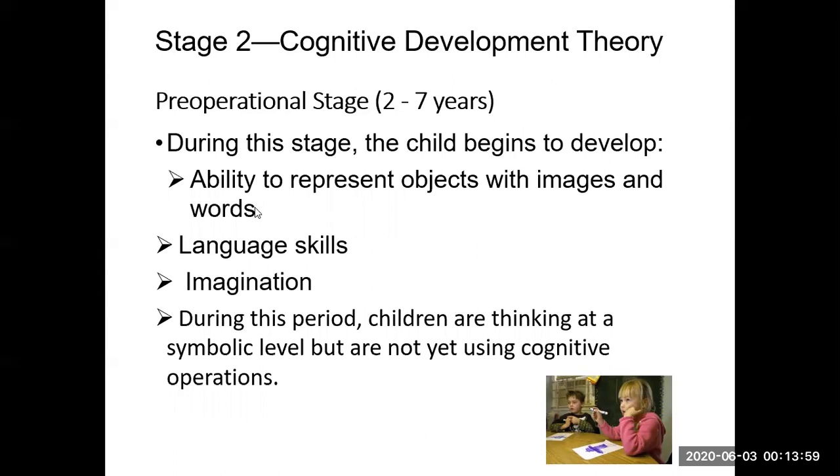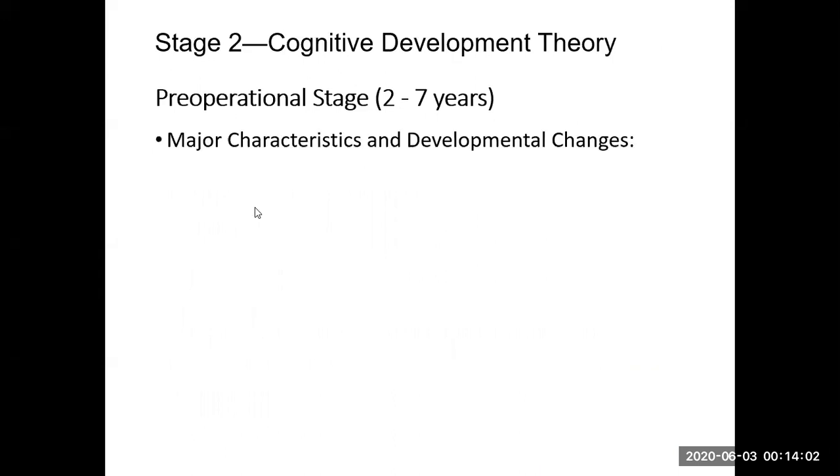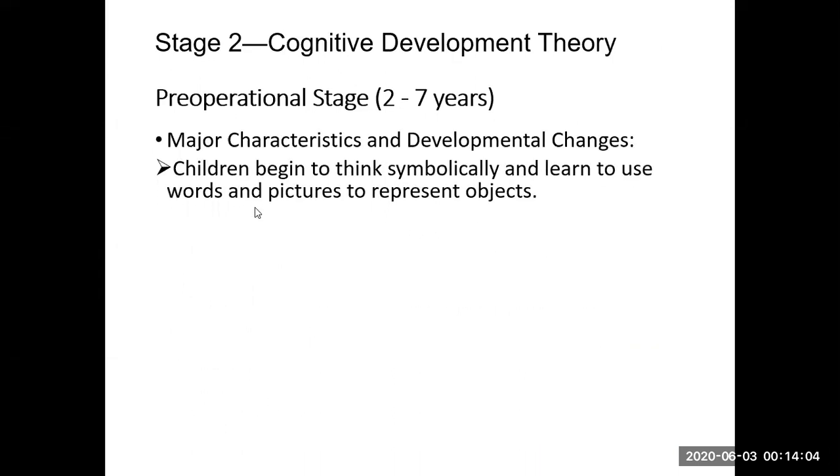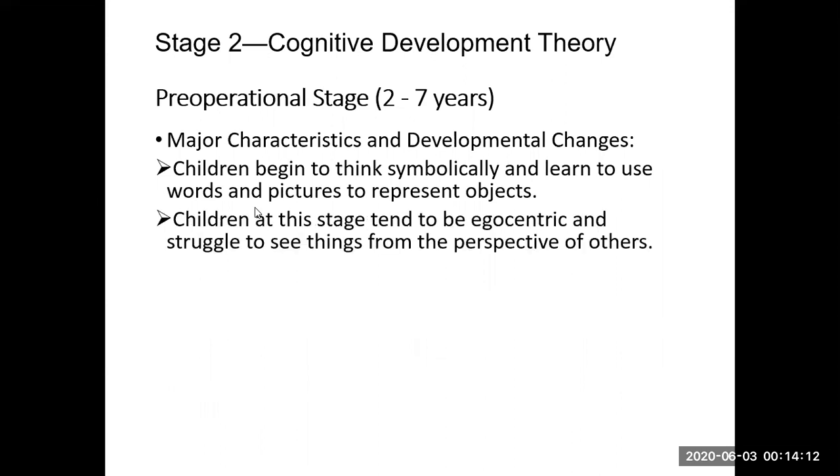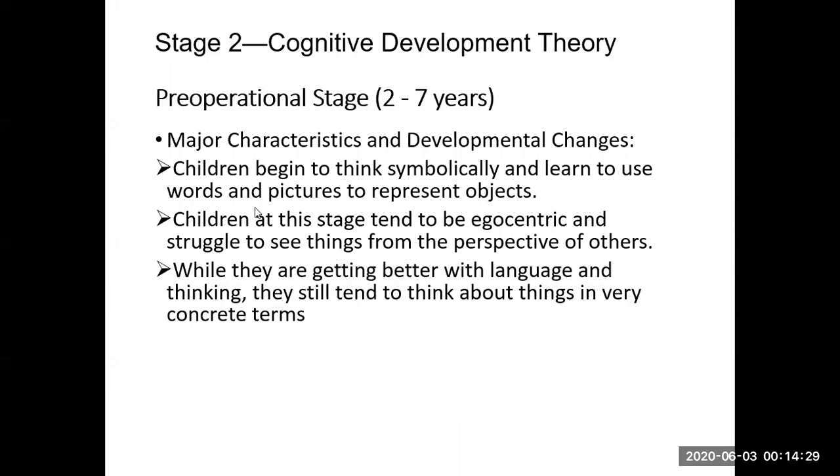They want to talk with other people. The major characteristic of this stage is that children begin to think symbolically and learn to use words and pictures to represent objects. Children of this stage are also egocentric and struggle to see things from the perspective of others. In this stage we can easily teach the children what is good and what is bad. While they are getting better with language and thinking, they still tend to think about things in very concrete terms.